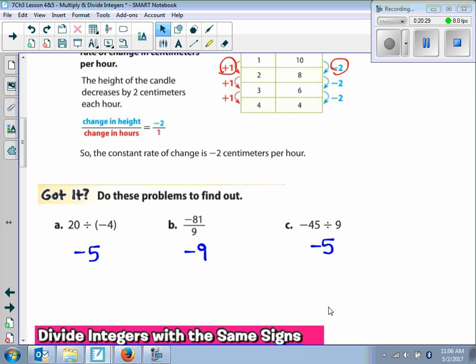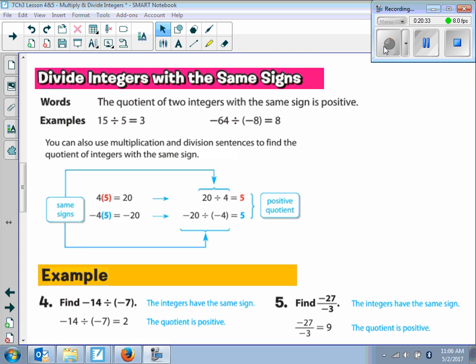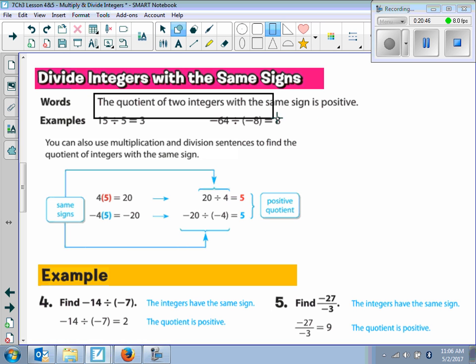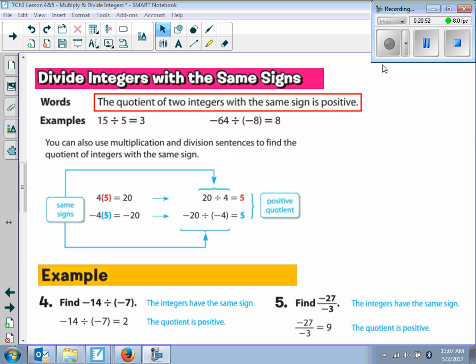Negative 5. Very good. Negative 45 divided by 9 is negative 5. Now, dividing integers with the same sign. Well, you know that a positive divided by a positive is a positive. This also tells me that a negative divided by a negative is also a positive. Please make sure you write down that rule. Does it sound familiar? Again, it's the same rule as multiplication.